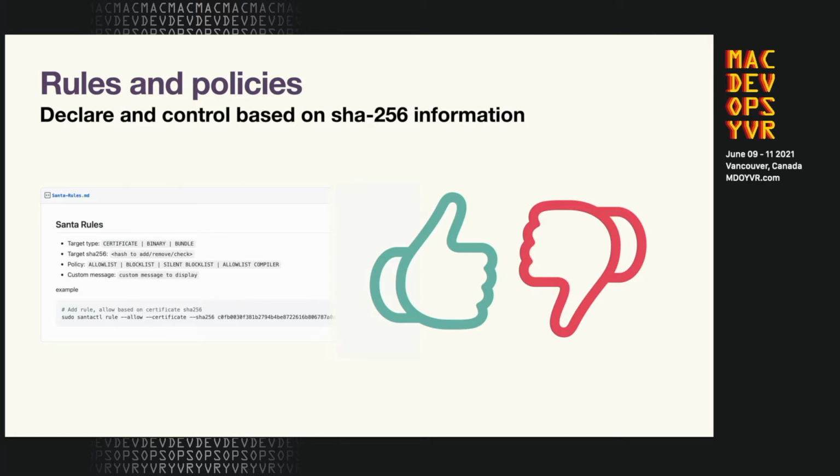Santa rules consist of one target type, that is either certificate, binary, or bundle. For the defined target, you must specify the associated SHA-256 fingerprint. And for each rule, you need to set a policy. There's an allow list or block list. Santa uses a local database to store the rules and policies and event-related data. In standalone mode, the rules need to be set with the santactl command line tool, but the best way to use Santa is to have a sync server.